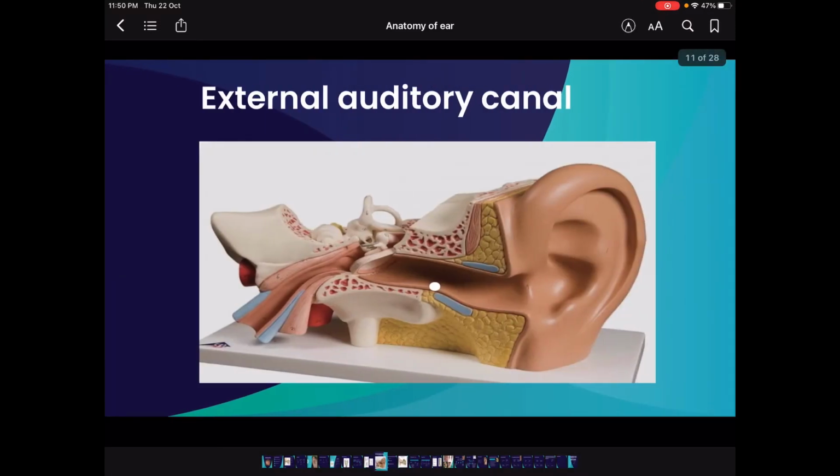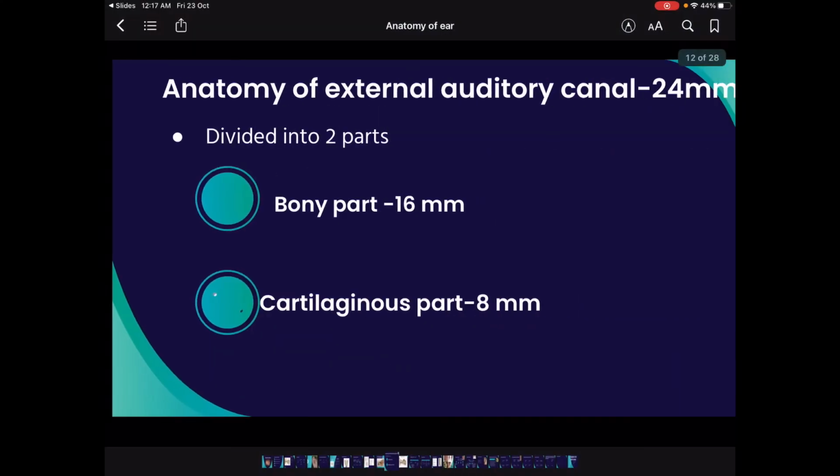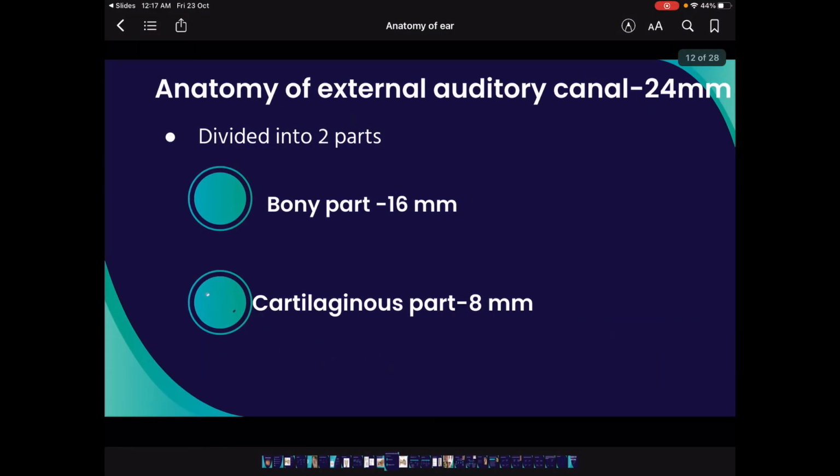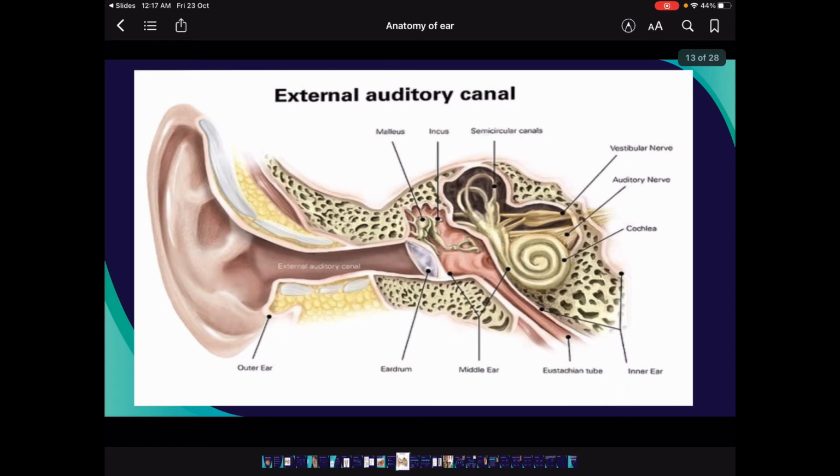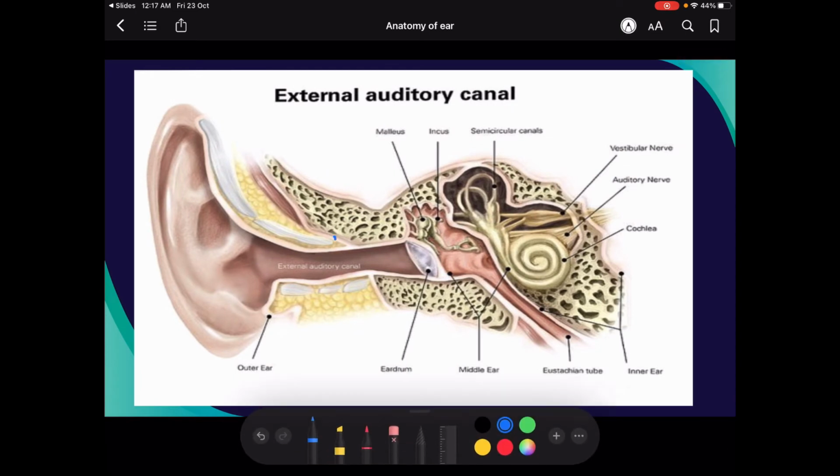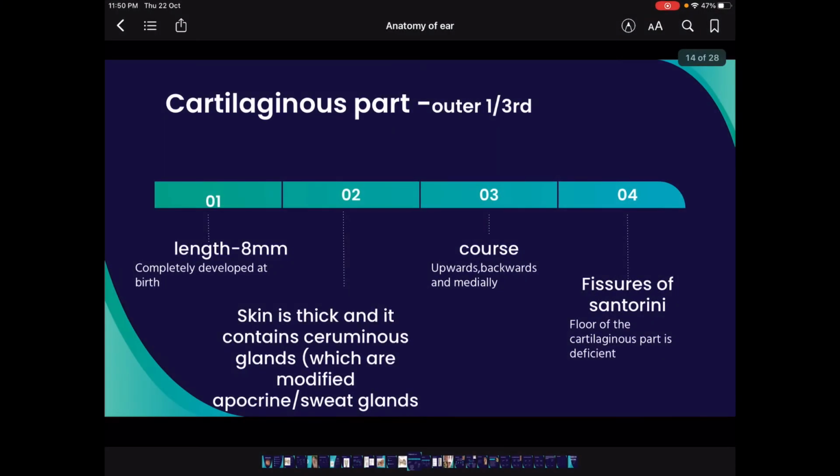Now we are going to discuss the external auditory canal, its anatomy. It is generally 24 mm long and it is divided into two parts, that is the bony and cartilaginous part. The bony part is almost 16 mm long, whereas the cartilaginous part is 8 mm long. As you can see in the picture, this is the cartilaginous part and this is the bony part. The part of the external auditory canal adjoining the cartilaginous pinna is cartilaginous.